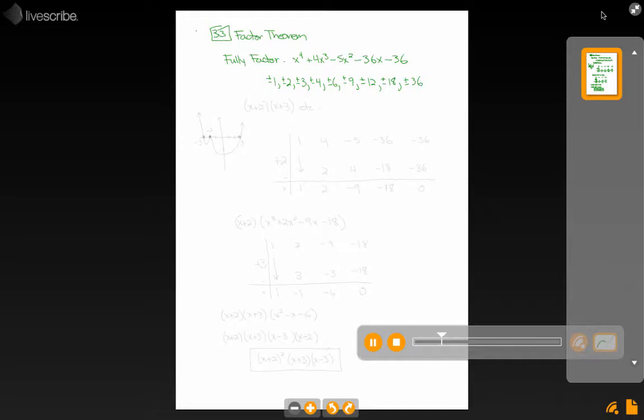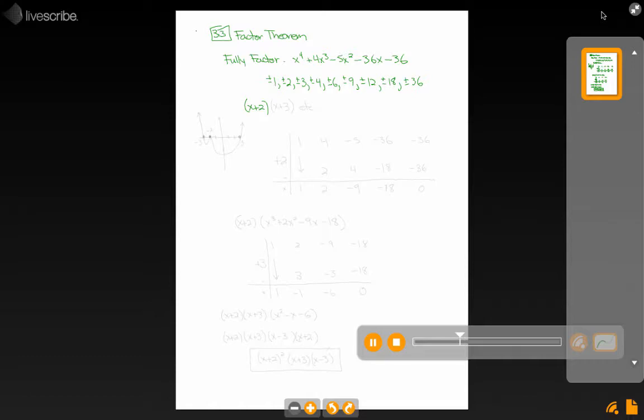So to cut that list down a little bit, you might want to use the graphing calculator to just graph this as a polynomial. Graph y equals x to the 4 plus 4x cubed minus 5x squared minus 36x minus 36, and just find some of the zeros. And right away, you should find at least a couple of zeros there. And you'll find that negative 2 is a 0, which tells me that x plus 2 is one of my factors.